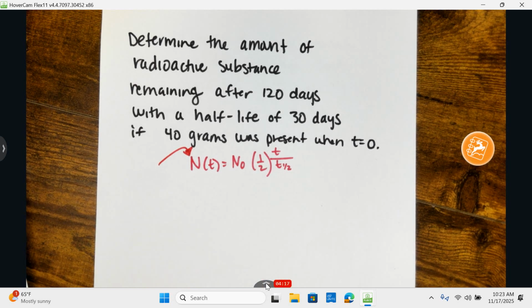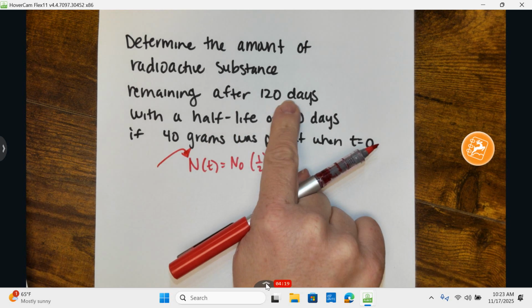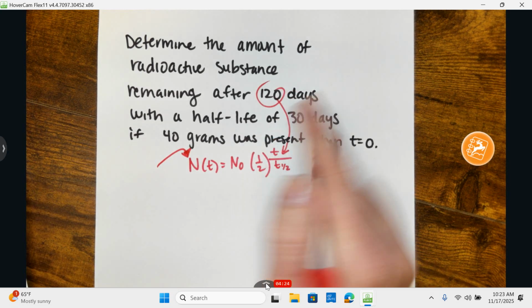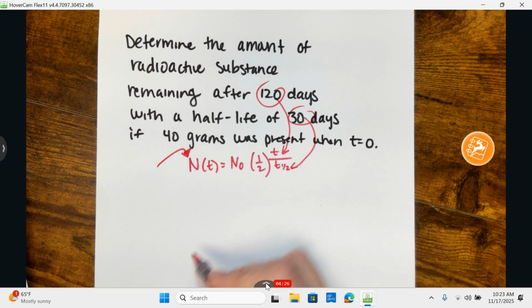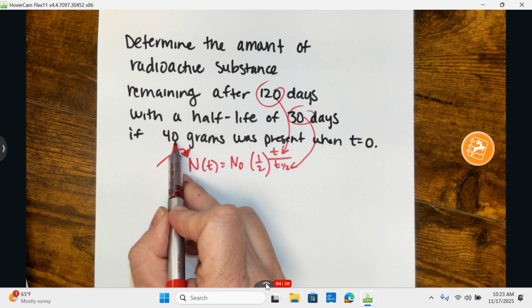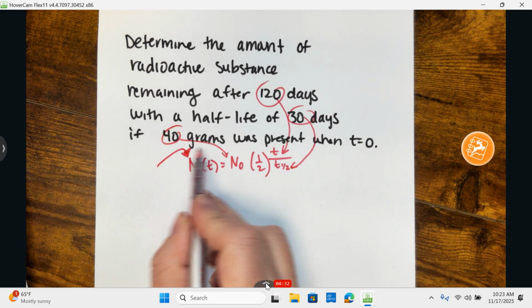This is what I want to know. I want to know this amount after 120 days has elapsed. So this is the 120 days. We have a half-life of 30 days. I'm just going to point where we have it, right? And then the initial amount, when t equals 0, that always represents initial, is 40. So I'm going to replace this part with an x.